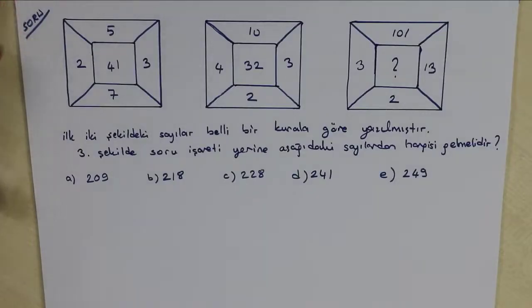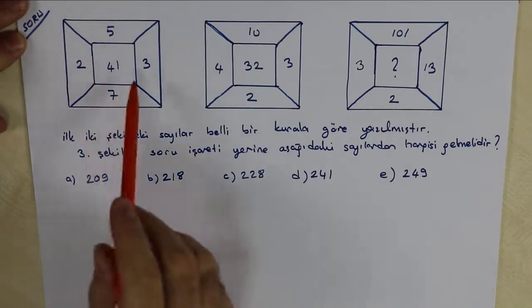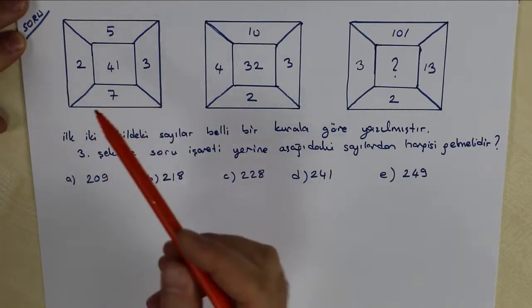The other question is given as follows. We have 3 diagrams, and 2 of these diagrams are given numbers in their centers, and these numbers are calculated based on a formula. So what would be the number in the center of the third diagram or figure? So we need to check, can we multiply the number or add numbers? So we need to find the rule. Let's check.